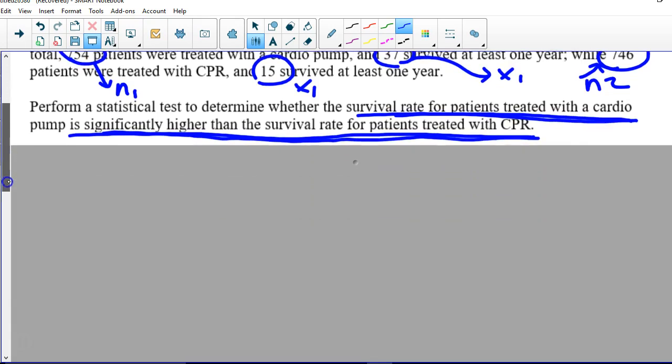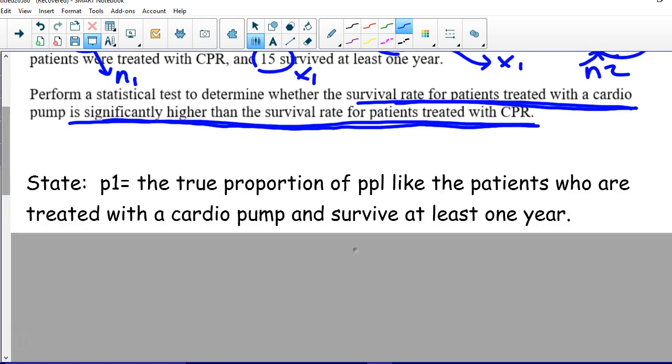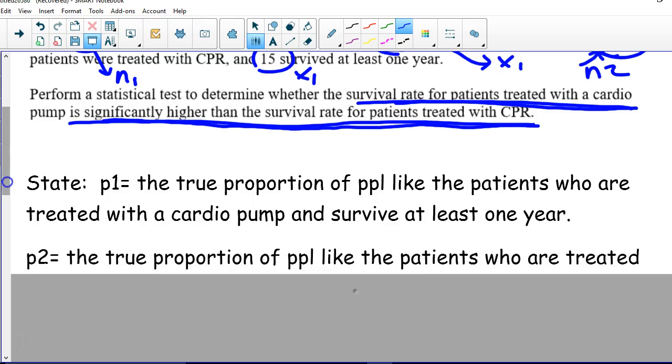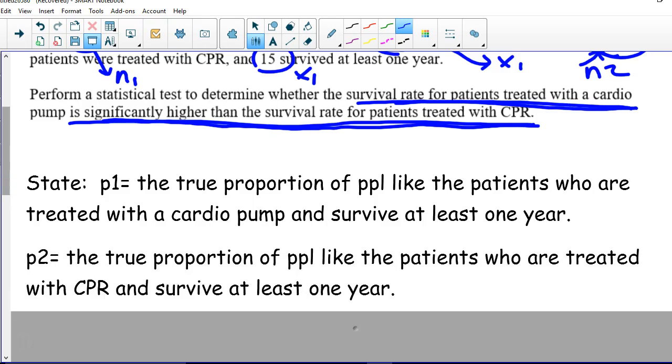Okay, let's get right to the stats. So in the stats, P1 is the true proportion of people like the patients who are treated with a cardio pump and survive at least 1 year. It does not specifically say that these are volunteers, but remember, I did state this in class today, when we're doing an experiment, we are assuming that they are volunteers. P2 then would be the true proportion of people like the patients who are treated with CPR and survived at least 1 year. Okay, we have our two populations here.